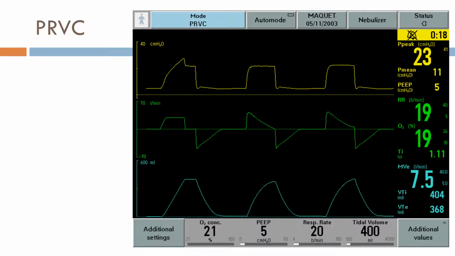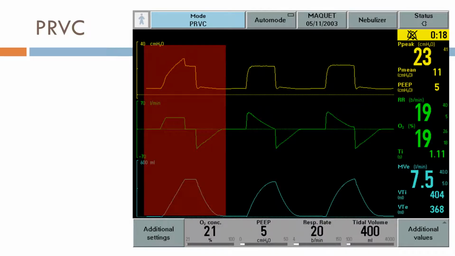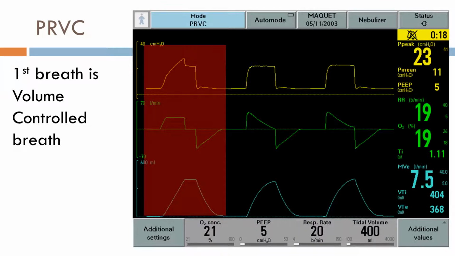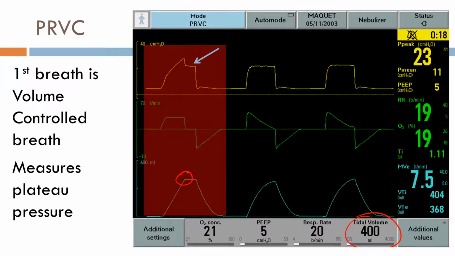So here's PRVC. The very first breath ever delivered by PRVC is actually a volume controlled breath. So you can see here that the flow is completely constant, affirming that this is a volume controlled breath. So the volume will increase up until this point, which is our desired volume of 400 milliliters. Once we have reached 400 milliliters, the computer does an automatic inspiratory hold to determine the plateau pressure, essentially to figure out the lung compliance. Every subsequent breath from now on will be a pressure controlled breath.